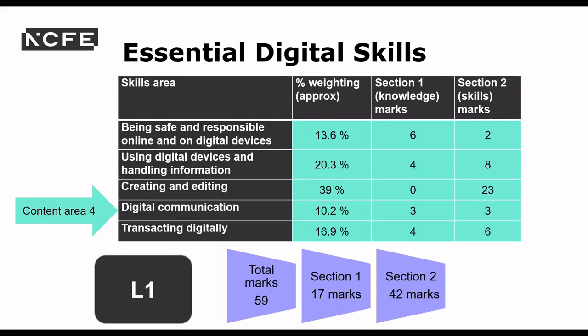Here we have the weightings of the Essential Digital Skills Level 1 assessment. At level 1, essential digital skills communication makes up a little over 10% of the total marks. There will be 3 questions in the first section and 3 marks available from the tasks in the second section.